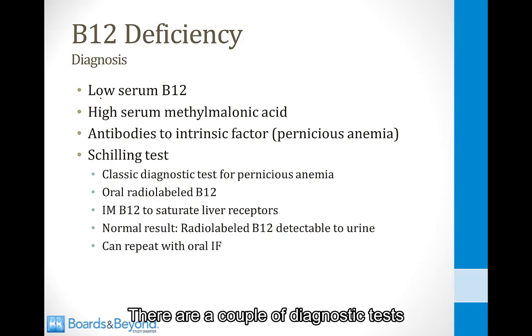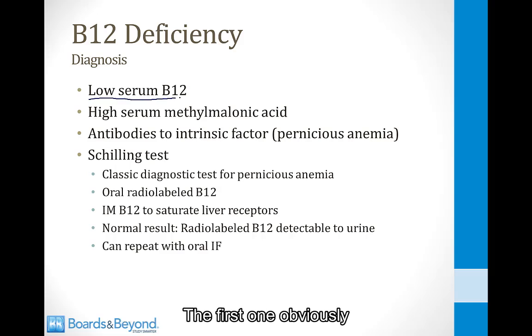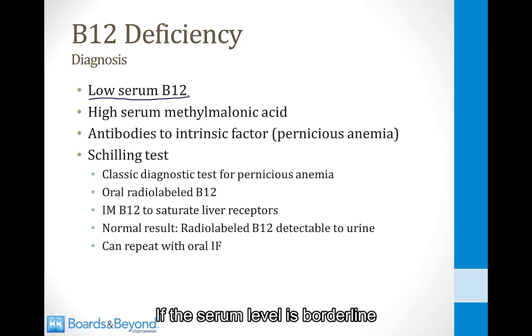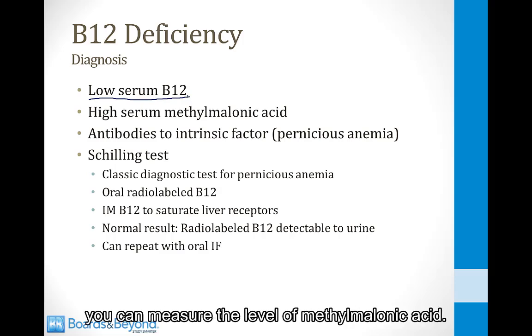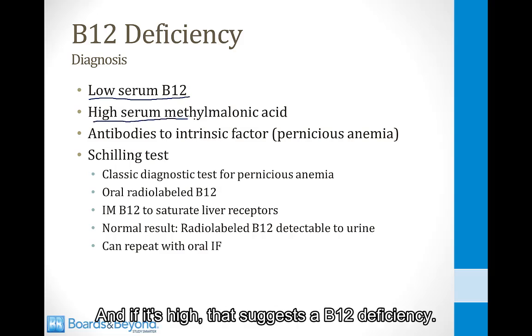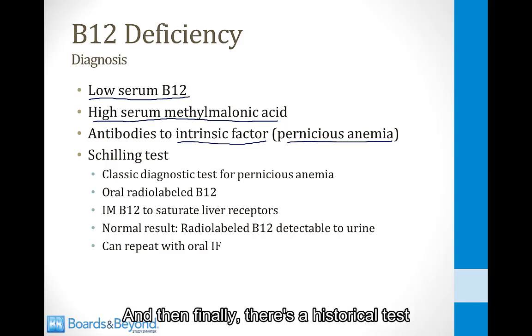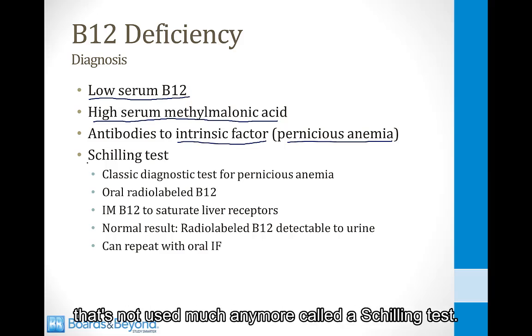There are a couple of diagnostic tests that are used to detect a B12 deficiency. The first one, obviously, is to detect a low serum level of vitamin B12. If the serum level is borderline, you can measure the level of methylmalonic acid, and if it's high, that suggests a B12 deficiency. If you suspect pernicious anemia, antibodies to intrinsic factor are often measured. And then finally, there's a historical test that's not used much anymore called the Schilling test.